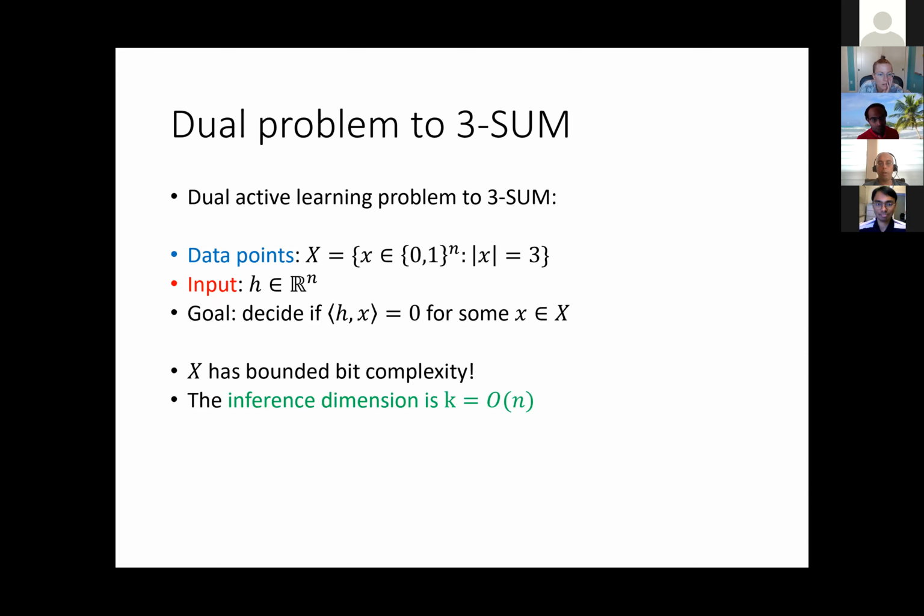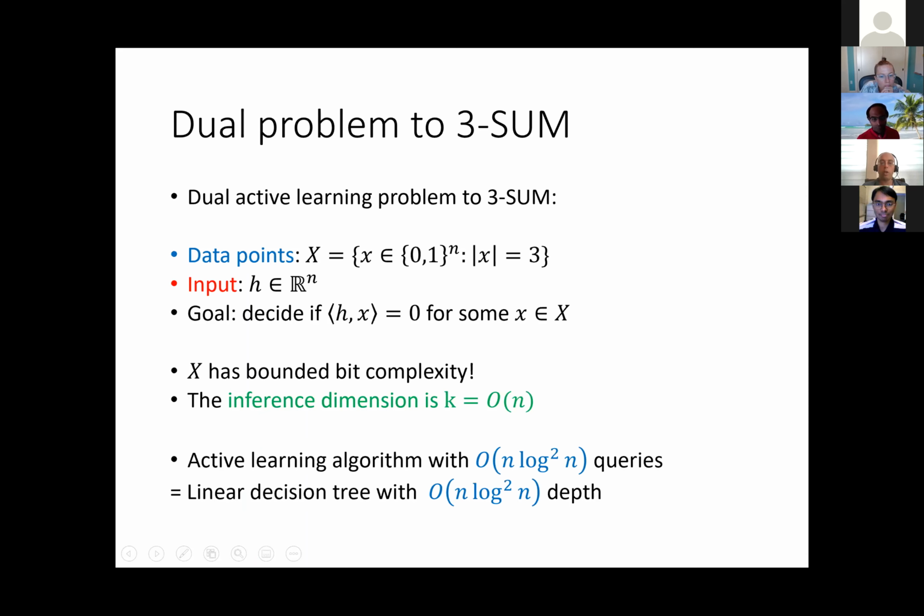Now, these data points have bounded bit complexity, just 0s and 1s. So we can apply our inference dimension bound for bounded bit complexity and figure out that the inference dimension here is order n. And if you plug it into the framework, this would give us an active learning algorithm with near linear number of queries, which again, by this duality, would give us this linear decision tree with near linear depth. So we just get it for free from this active learning framework.